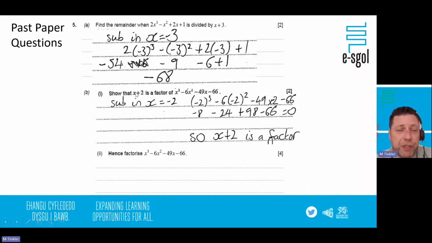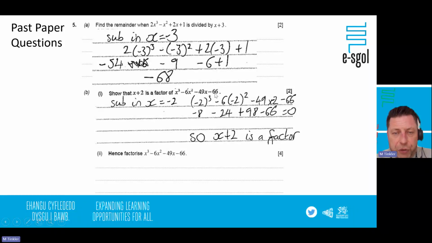I would often tell my class that teach additional maths to do part 1 first, because just in case they substitute in 2 and they don't get 0, it might inspire them to think, oh yeah, they've got to substitute minus 2 in. Then it will help them in part A. I'm not saying that's great teaching, but some of my class need to do that to confirm that they've done it correctly. Hence factorize. The only bit that's a bit different here, not massively different, is x plus 2.